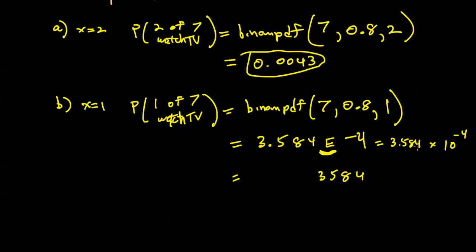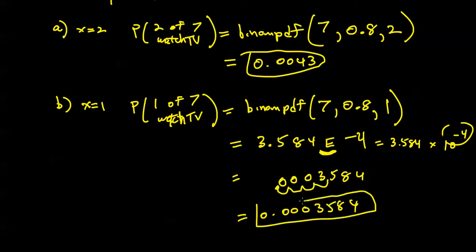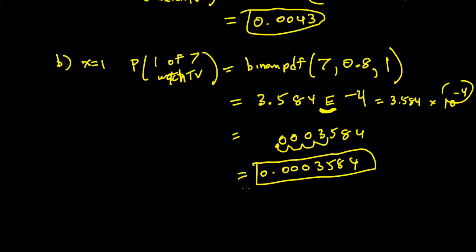I'll take this decimal place and move it 4 places to the left. 2, 3, 4. Alright, so there is my number in standard notation, not scientific notation. Scientific notation is merely a convenient way to represent very small or very large numbers. So there's my answer to part B. And if you want to leave your number in scientific notation, that's fine.